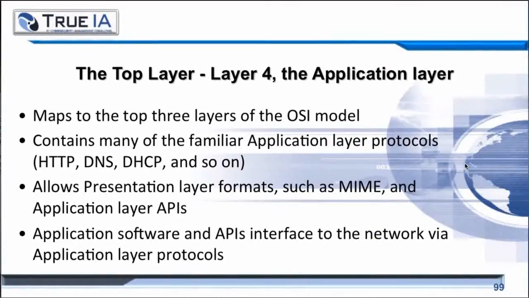And now we have the top layer of the TCP/IP model. It's the application layer. This maps directly to the top 3 layers of the OSI model. It contains the applications that you're probably most familiar with, like DNS, DHCP, and HTTP. It allows presentation layer formats such as MIME or email and application layer APIs.